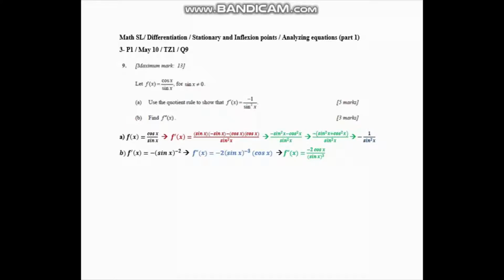In question B, I'm required to find f double dash of x. I begin by rewriting f dash in a slightly different way. So negative 1 over sine squared x is the same as negative sine x all to the power of negative 2. This format shall help me use the chain rule more efficiently. I multiply by the old power, I reduce the power by 1, and I multiply by the derivative of what's inside the bracket, hence obtaining a function that looks like this. So the first part of the question is simple and depends on previous knowledge. Let's move on.